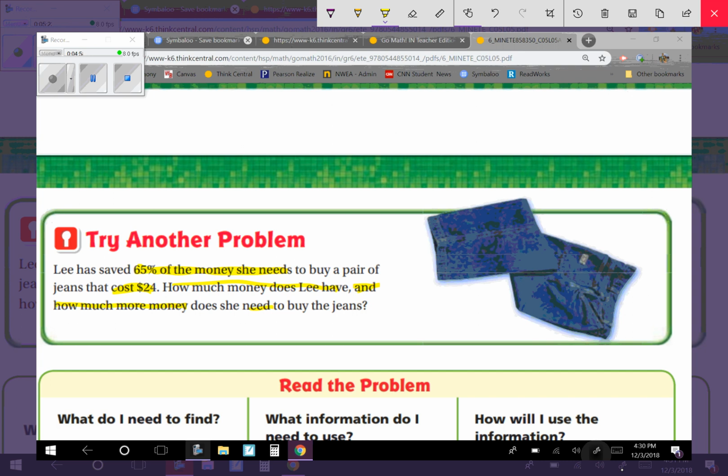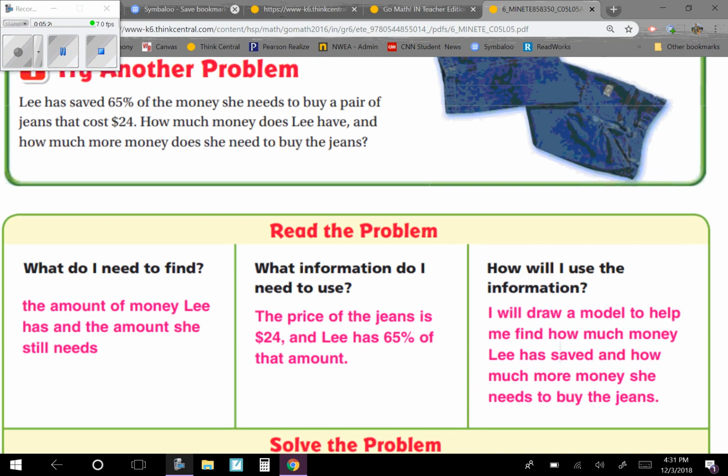So that's a two-part question. So what do I need to find? We need to find the amount of money that Lee has and the amount she still needs. What information do I need to use? So we need to use the price of the jeans, which is $24, and that she has 65% of that amount. How will I use the information? I will draw a model to help me find how much money Lee has saved and how much more money she needs to buy the jeans.